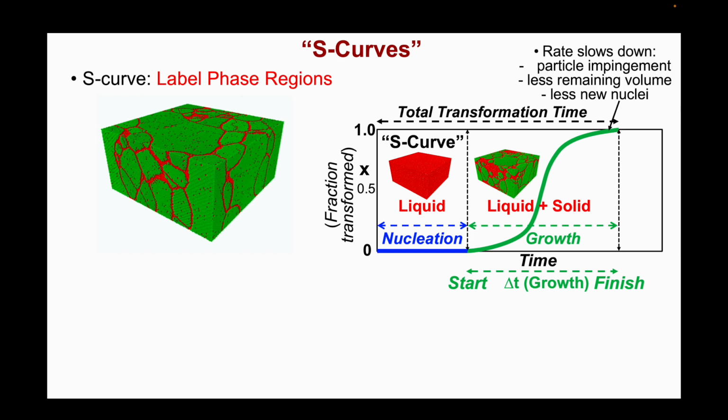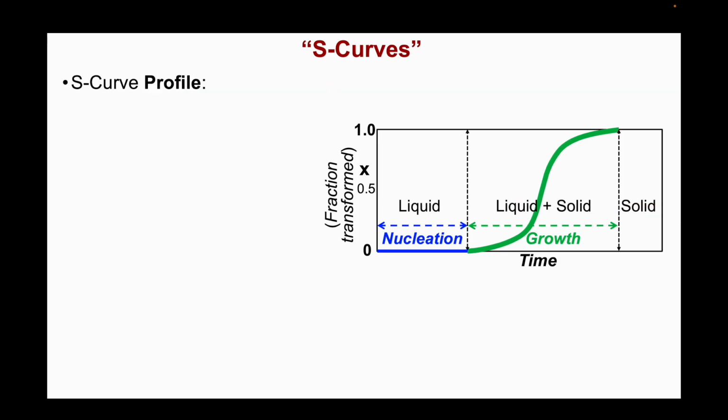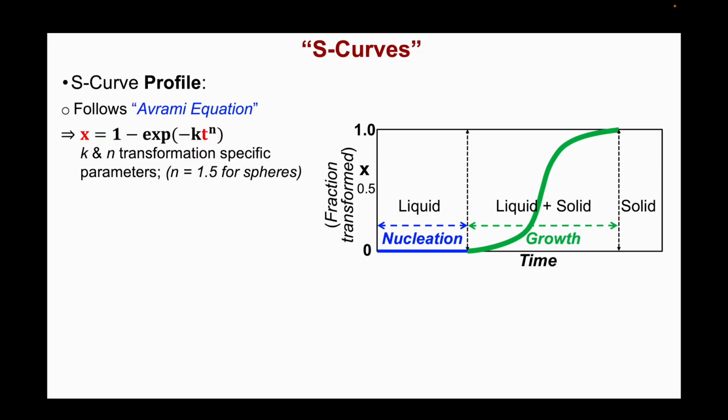As we noted earlier, the rate actually slows down as X approaches 1. This is due to the smaller volume of remaining liquid, and therefore fewer nuclei, and the impingement of the solid grains. The sample is only single-phase solid after the completion of the growth. The profile of the S-shaped growth curve, the change in X with time during growth, can be quantified by the so-called Avrami equation shown here.